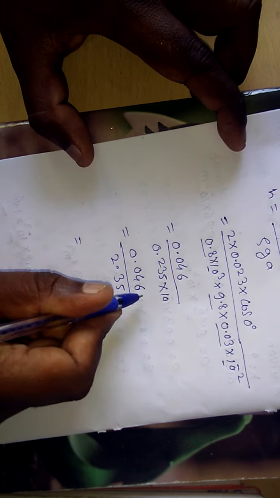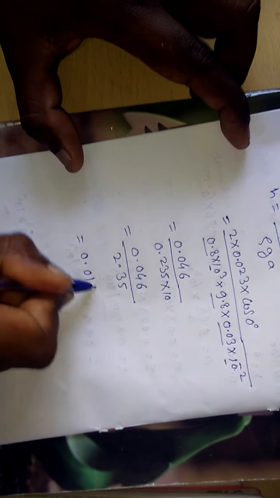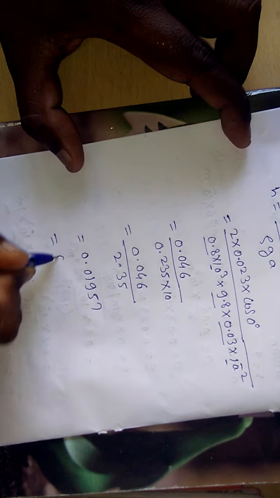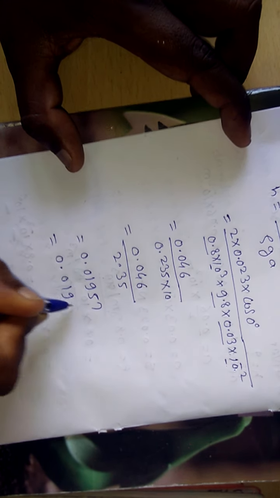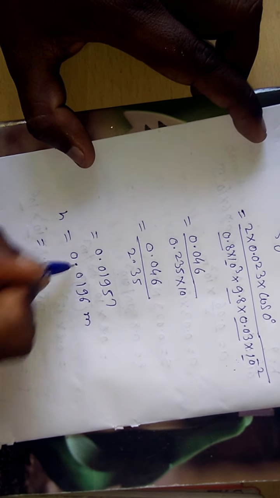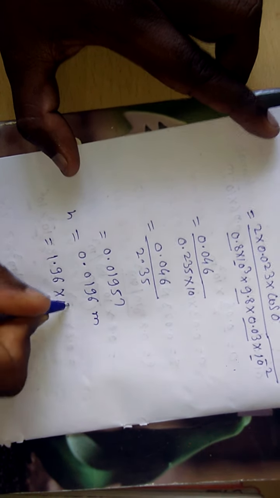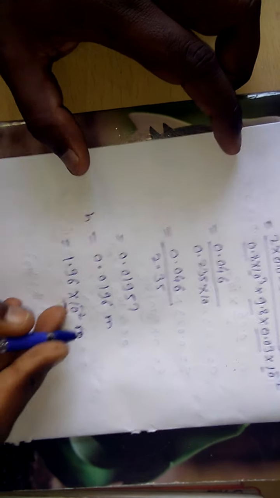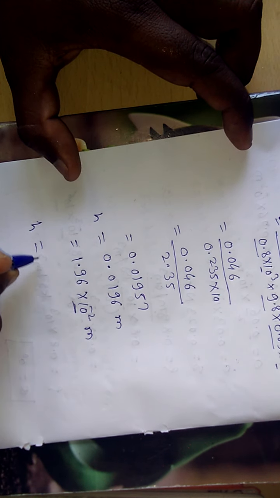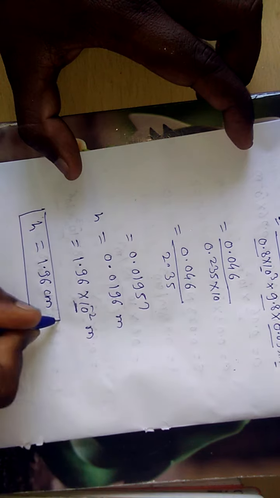Then 0.046 divided by 2.35, we get 0.01957, which is approximately equal to 0.0196, that is in meter. Therefore we have to shift the decimal two places to the right. Then 1.96 into 10^-2 meter. 10^-2 meter is nothing but centimeter. Therefore h is equal to 1.96 centimeter. Therefore the rise in a capillary is 1.96 centimeter.